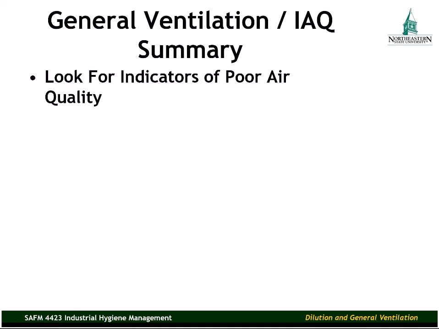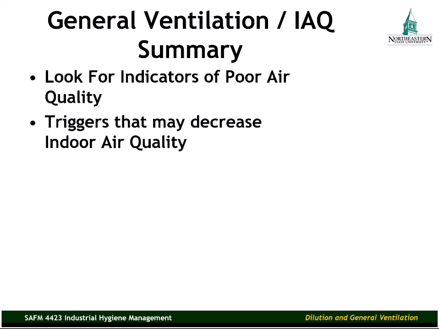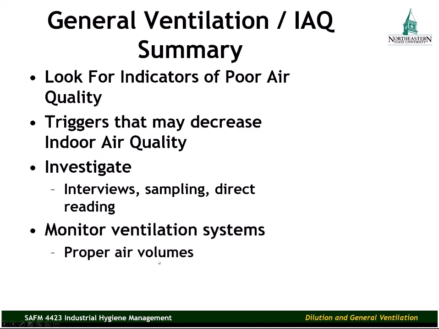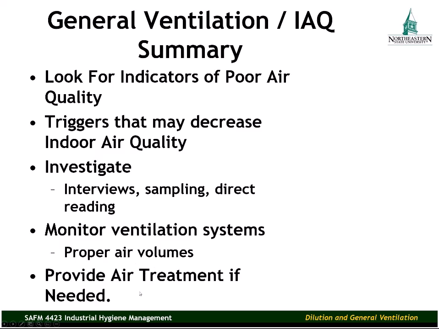Again, we want to look for indicators of poor air quality as a safety manager. We want to identify triggers that may decrease indoor air quality. If we identify any of those triggers or any indicators, we need to be prepared to investigate further. Investigations would involve interviews, sampling, direct reading instruments, and maybe even bringing in a consultant to help us out. We need to monitor our ventilation systems, proper air volumes, make sure the ventilation's set up properly. In some cases, we need to provide the required air treatment or air filtration systems.